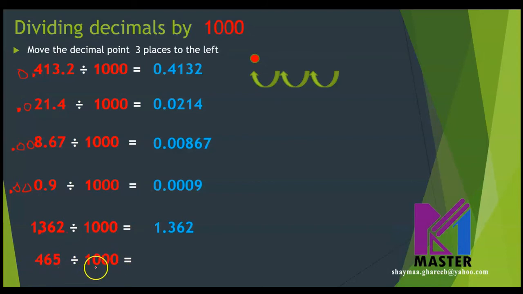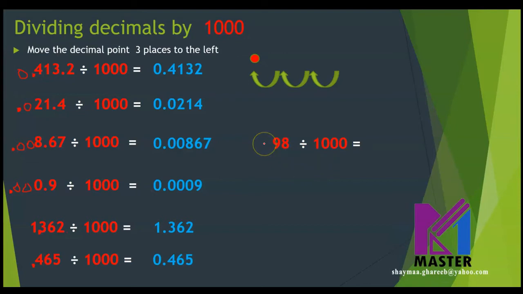465 divided by 1000, it's a whole number also, so I will add a decimal point after 3 places. 1, 2, 3, then I will add the decimal point to the left here. So now, what should I do? I have to put a 0 as a placeholder before the decimal point. So it will be 0.465.